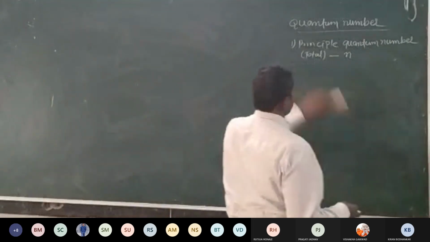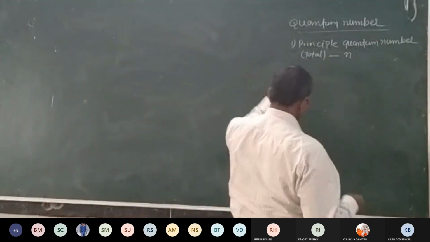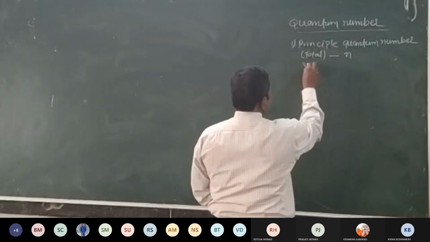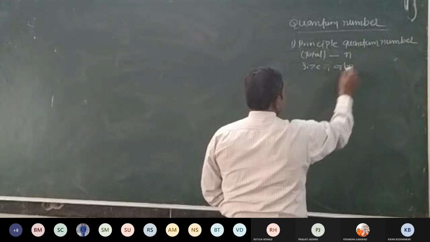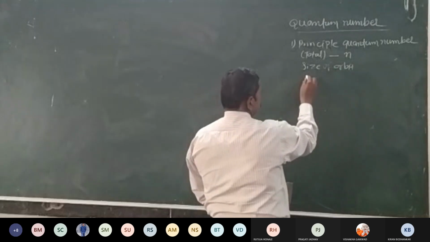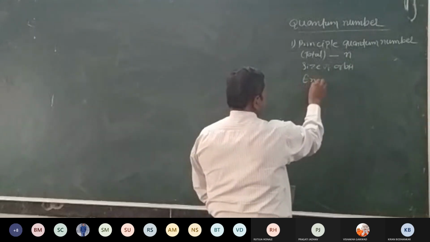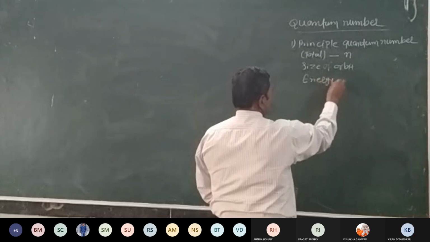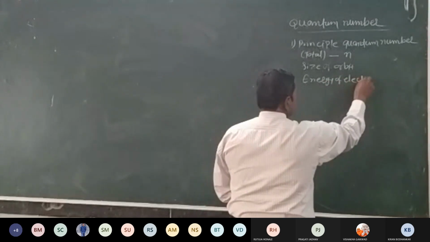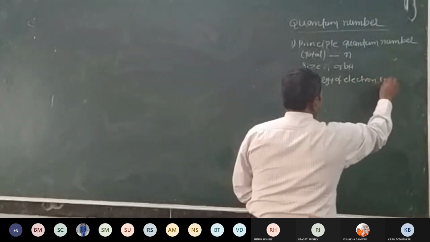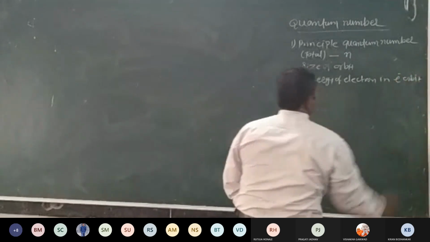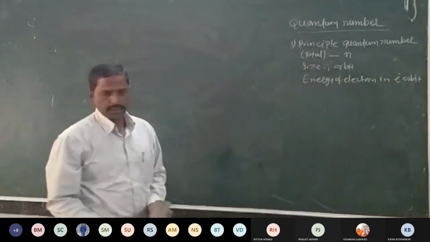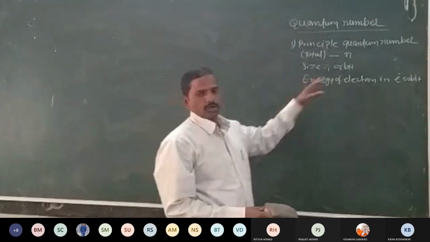It gives the size of orbit. Also it gives the energy of electron in electronic orbit.